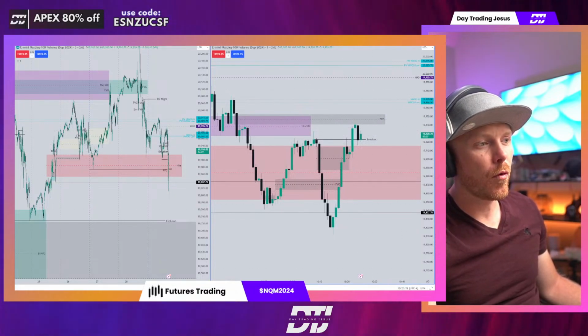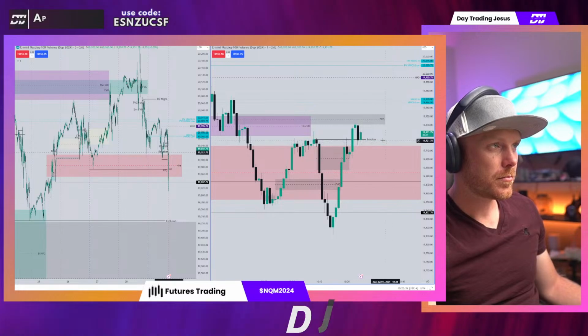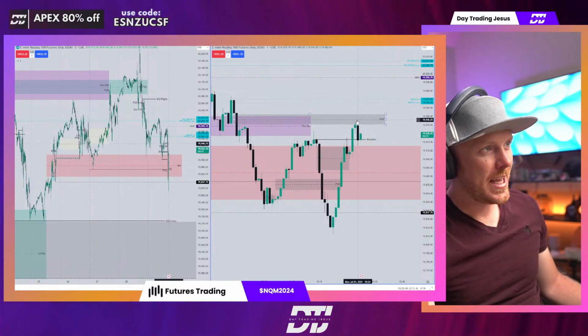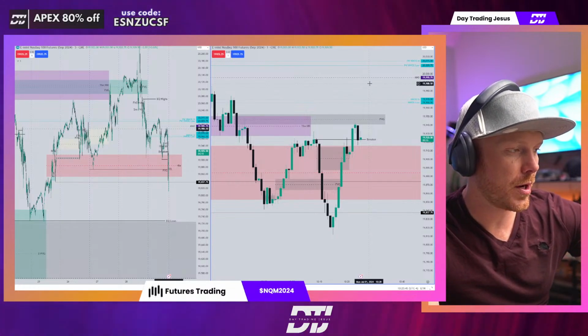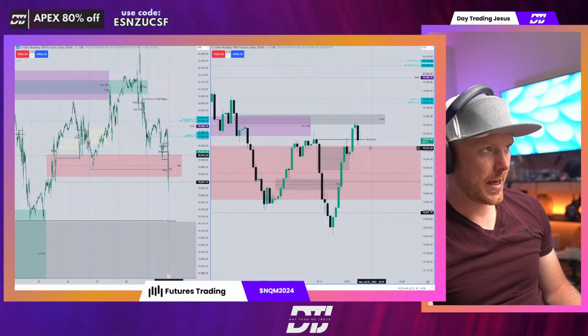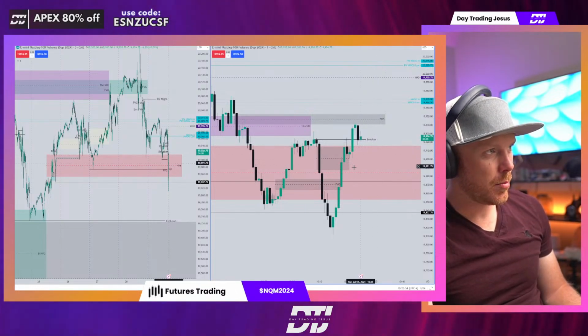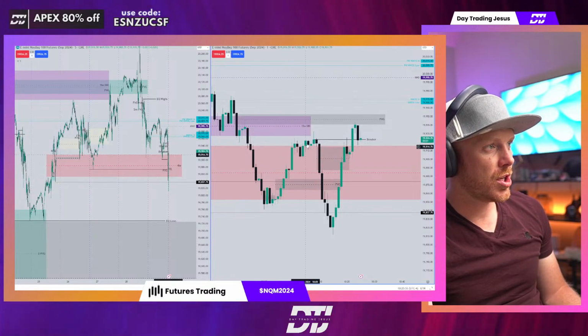We are before macro, so we could see some consolidation around this area, which is very common to do. So if you're thinking it's going to come in here and it's just going to continue to shoot higher, that's not how price always moves. It wants to accumulate orders from time to time, and then it's going to move.